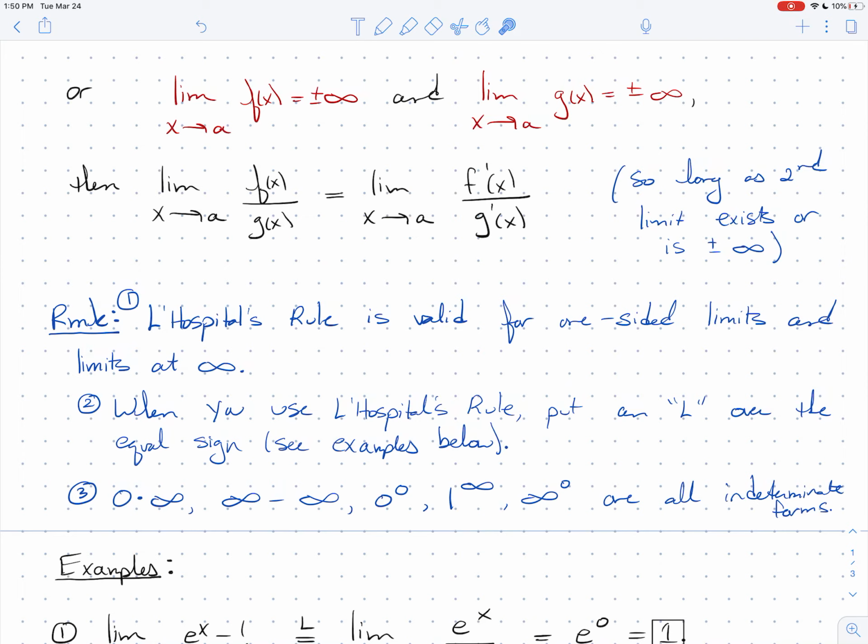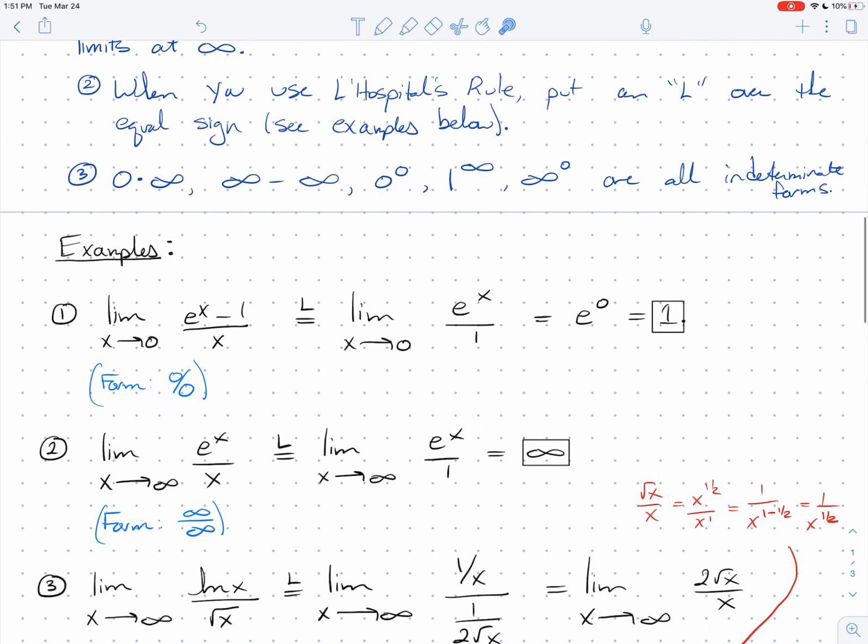And then I believe we mentioned this, I'm not sure, but 0 times infinity, infinity minus infinity, 0 to the 0, 1 to the infinity, infinity to the 0. These are all indeterminate forms. So if you see one of these, you instantly know you need to do more work. And a lot of times, there's going to be an algebraic way to manipulate these indeterminate forms back into something that L'Hopital can handle. So we'll see that as we go on.